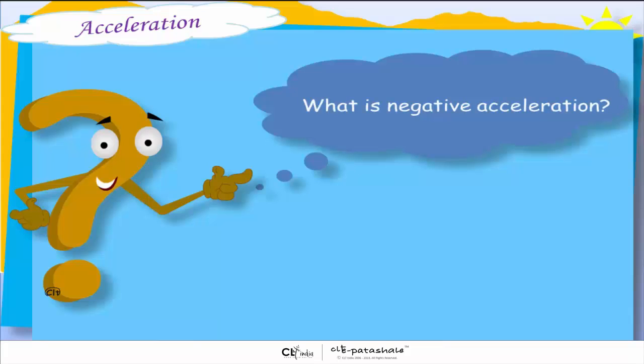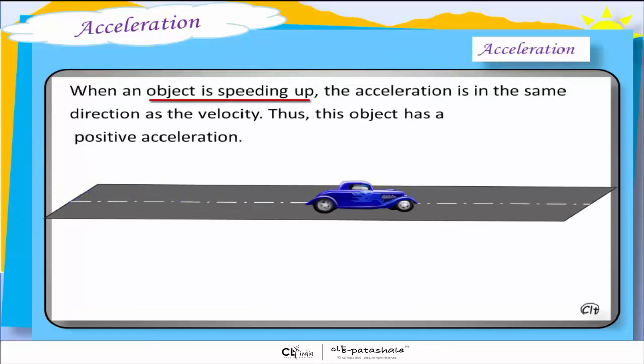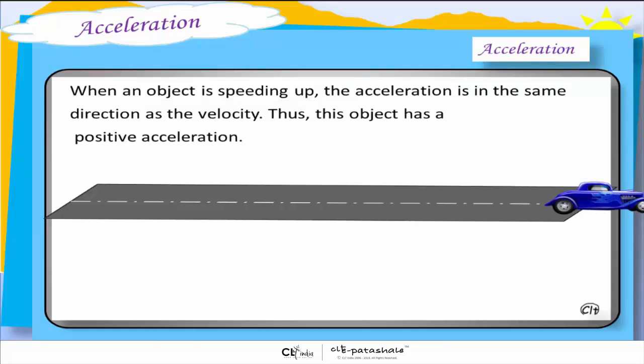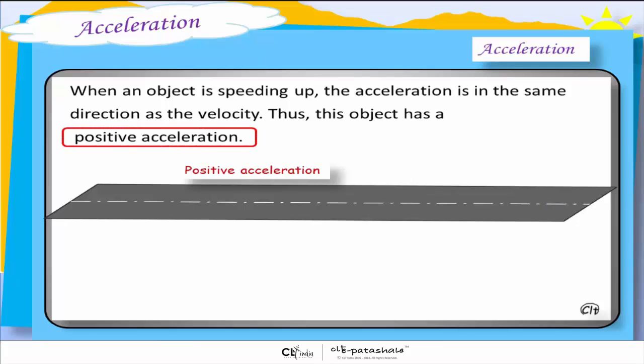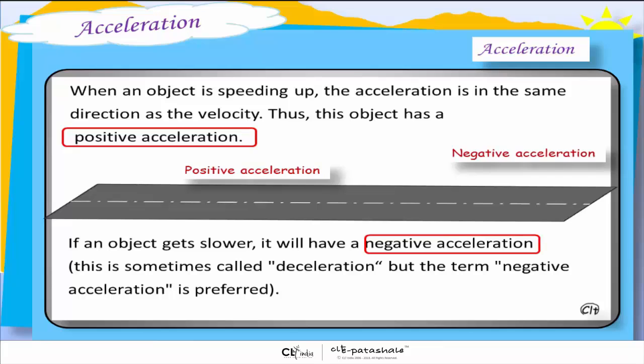Now children, what is negative acceleration? When an object is speeding up, the acceleration is in the same direction as the velocity. Thus, this object has a positive acceleration. If an object gets slower, it will have a negative acceleration. This is sometimes called deceleration, but the term negative acceleration is more preferred.